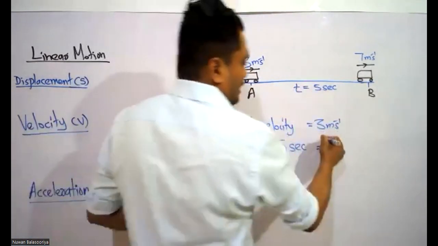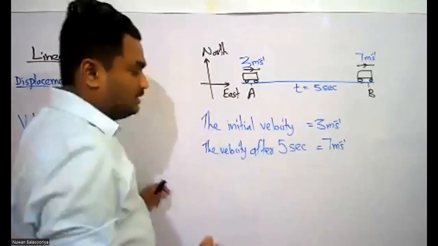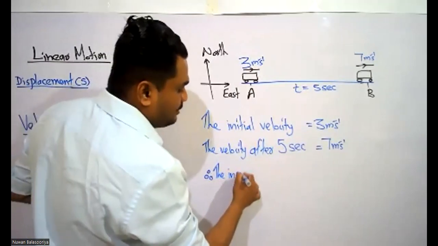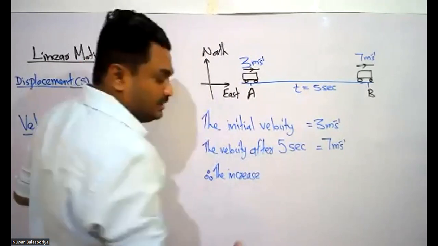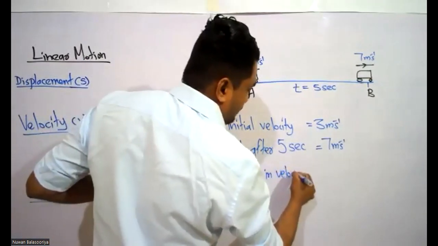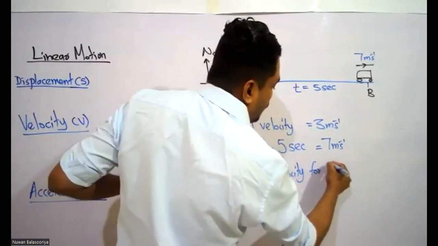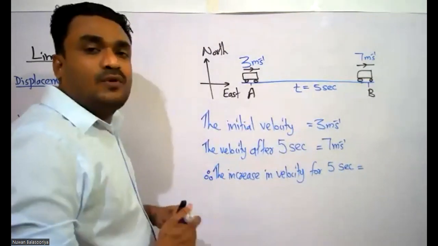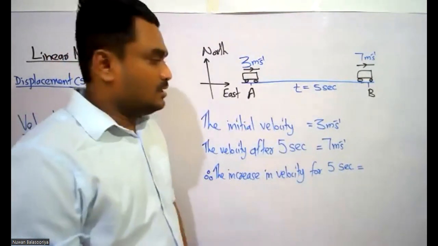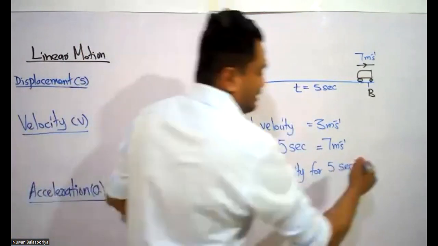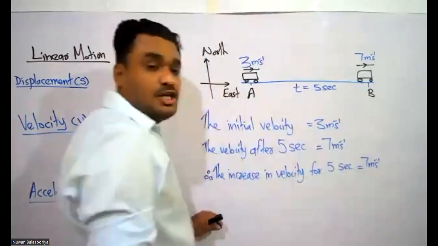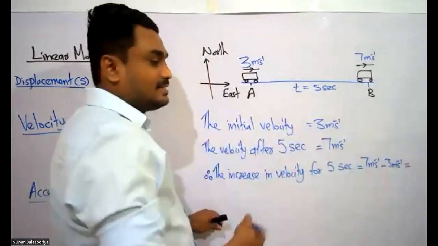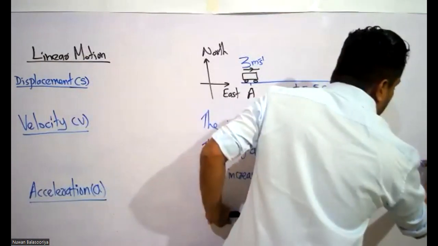7 m s minus 1. Very good. Then what is the increase in velocity for 5 seconds? Somebody please tell me here. 4 m s minus 1. How do you find it here? Final velocity 7, initial velocity 3. Therefore, the increase in velocity for 5 seconds is 7 minus 3, that is 4 meters per second.